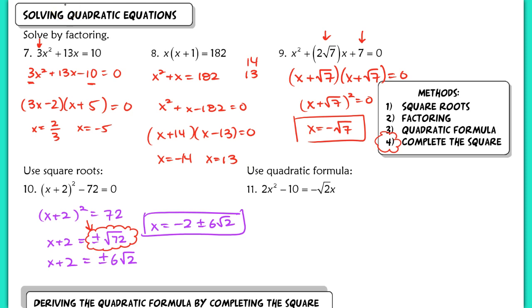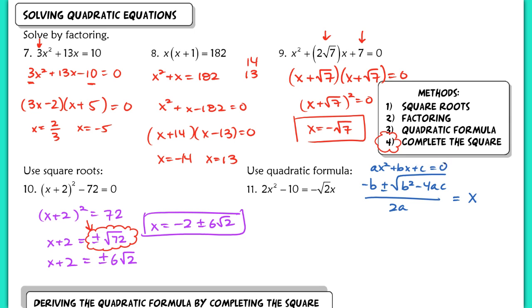Finally, we have problem 11 here with the quadratic formula. I'm going to write out the quadratic formula for you. Remember, you're not going to be able to use a calculator, so you do need to know how to use the quadratic formula by hand. You're also going to be simplifying it completely as well. So we have two solutions here. X is equal to negative b plus or minus the square root of b squared minus 4ac over 2a. And that's when we have a quadratic of this form.